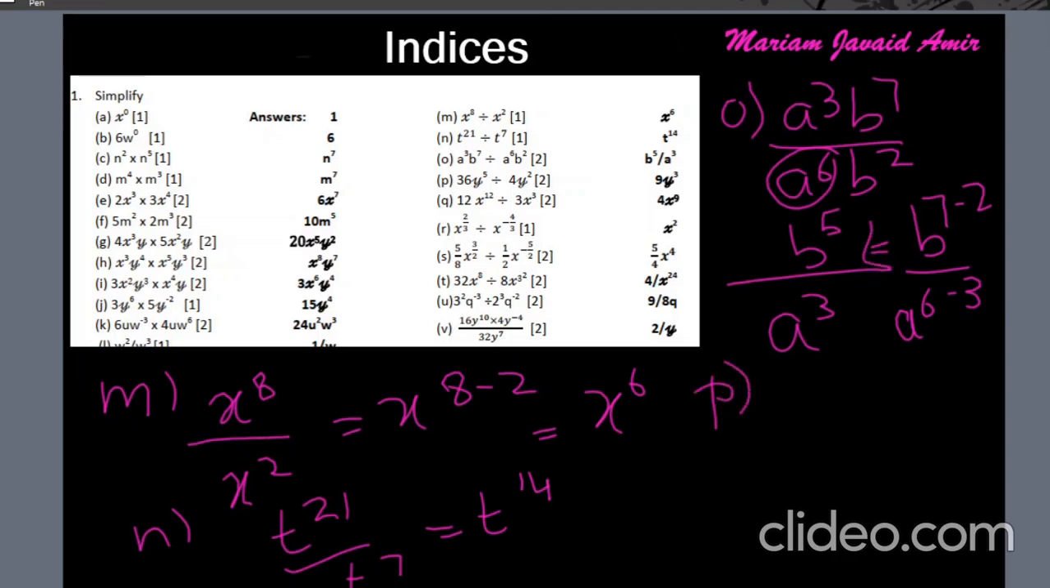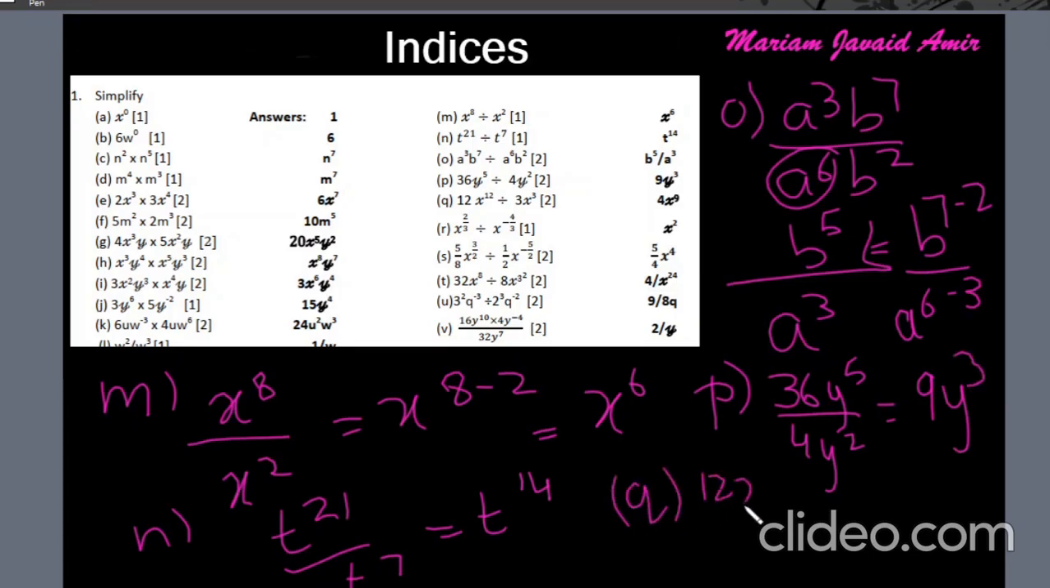Part P is 36y power 5 divided by 4y square. So this simply becomes 9y, 5 minus 2 is cube. And then we have part Q, which is 12x power 12 over 3x cube, which gives us 4x power 9.